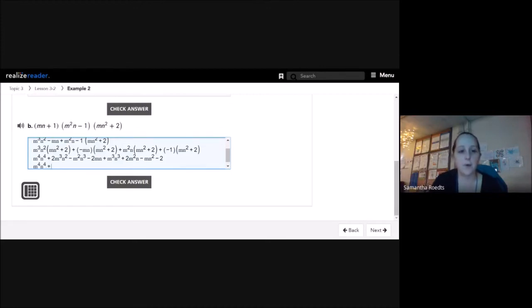2, 1, no. Okay, so I don't have any like terms to combine, so I want to put them in the correct order. 4, 4 is 8. 3, 2 is 5, but 3, 3 is 6. So I have plus m cubed n cubed. Then I have 3, 2, and 2, 3. They're both 5s, but I have more m's in this one.